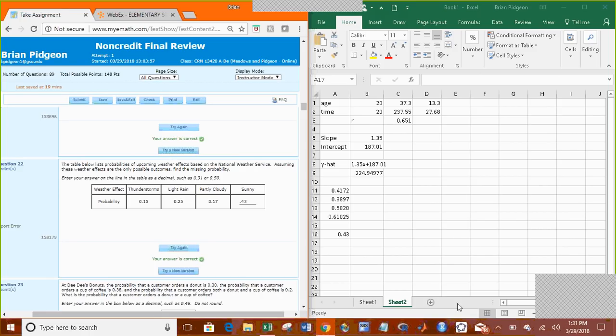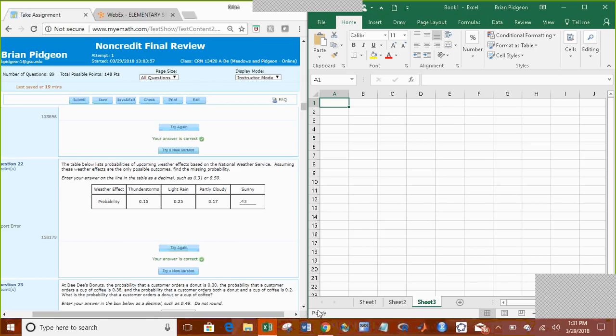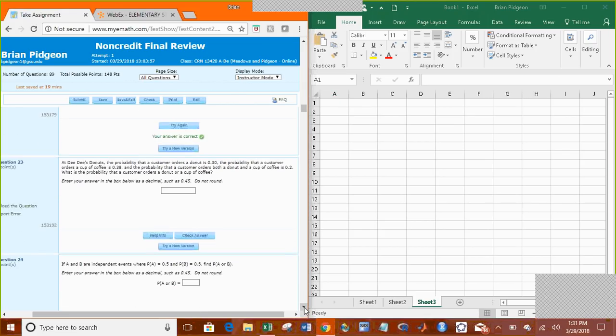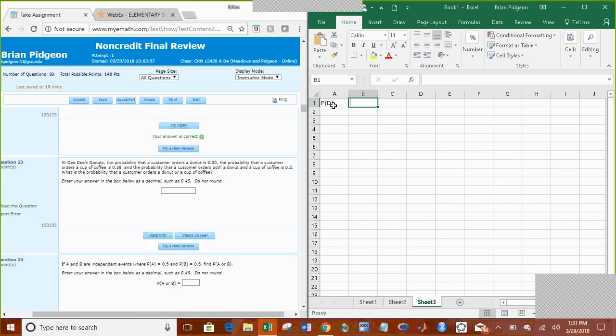Alright. Go to the sheet. Alright, at DD's Donuts, the probability that a customer orders a donut is 0.3. So the probability of donut is 0.3. Probability coffee, 0.38. And then the probability that they order donut and a coffee, using that notation, is 0.2. So we want to know what is the probability that the customer orders a donut or a cup of coffee.